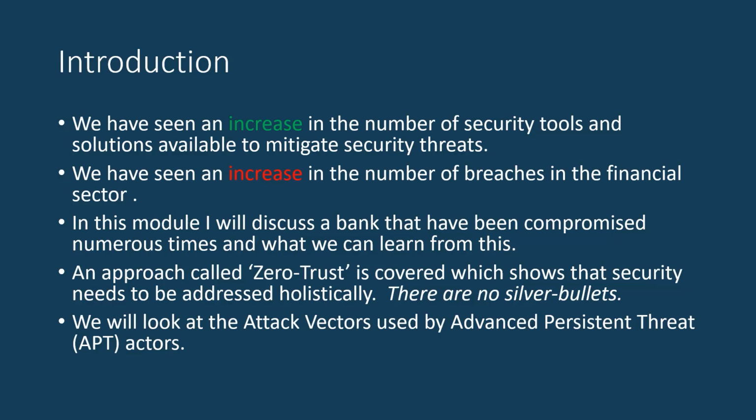So what we'll do, there are multiple modules, and in this module, I will discuss a bank that has been compromised numerous times, what we can learn from this, and how we can approach this. There is an approach called Zero Trust. You should have heard this within the market, and everybody's talking about that. This is covered, and it shows that security needs to be addressed holistically and that there are no silver bullets available. We need to do it properly, taking an approach that everything is non-negotiable.